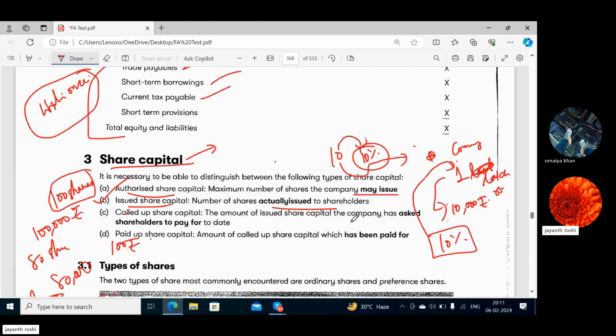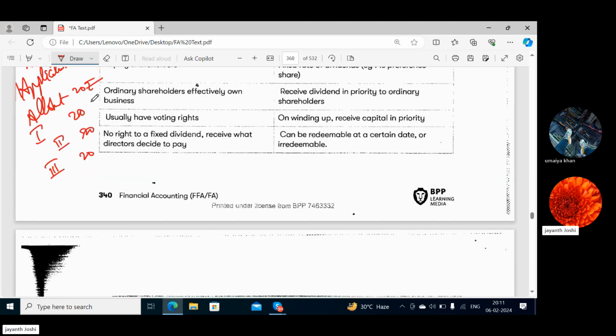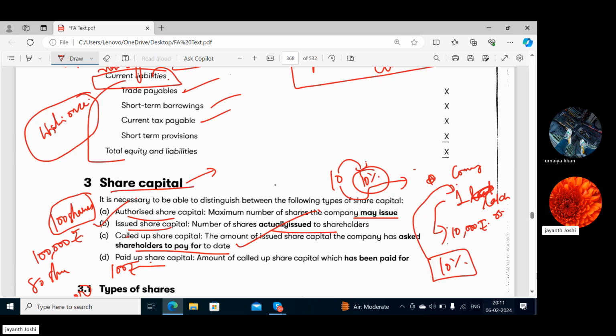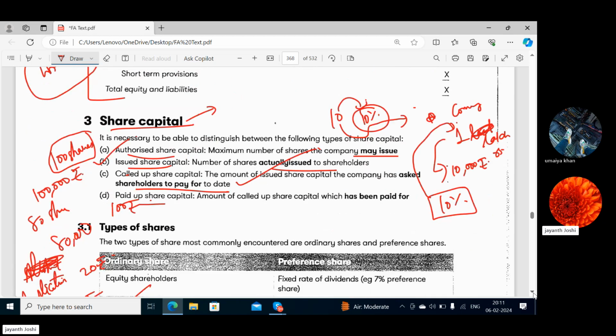Then paid up share capital: out of these calls, shareholders may only make the payment for the first call. They may not make the payment for the second call, and their shares may get forfeited or cancelled. So only what we have actually received, if we have got all 5 installments, we will consider as paid up share capital. Partly paid money on any share is not considered paid up share capital. So the amount of called up share capital which has been paid for is paid up share capital.